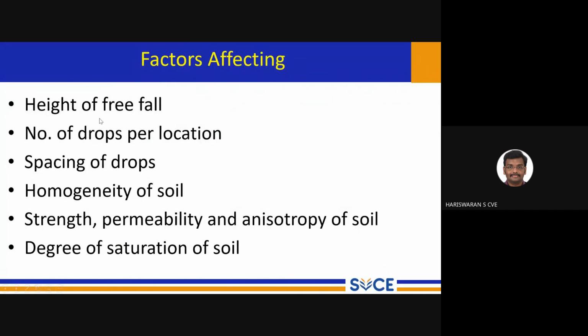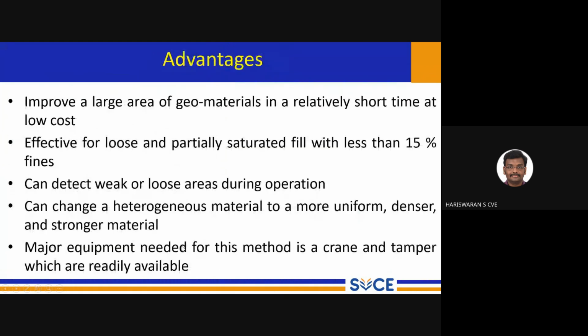So the height of free fall, number of drops, spacing, homogeneity, strength and permeability, and degree of saturation at all. So it improves the characteristics for a large area, and is effective for loose and partially saturated soil. If it is a fully saturated soil, this type of compaction does not give 100% results.